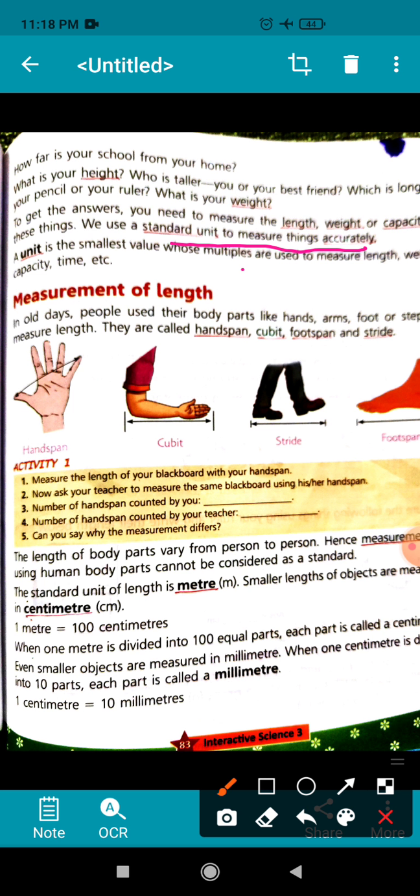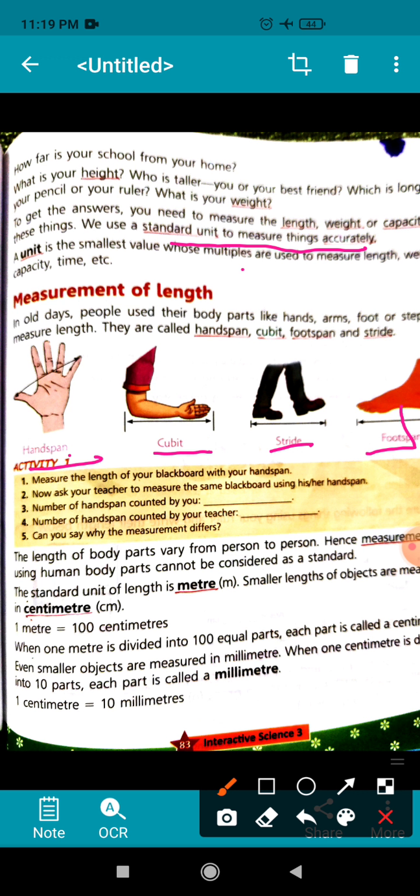In older days, when there was no concept of measurement, people used their body parts. Here you can see in this picture hand span, cubit, stride, and foot span. These body parts are used to measure different lengths. Okay, but children, this method of measurement is not accurate.